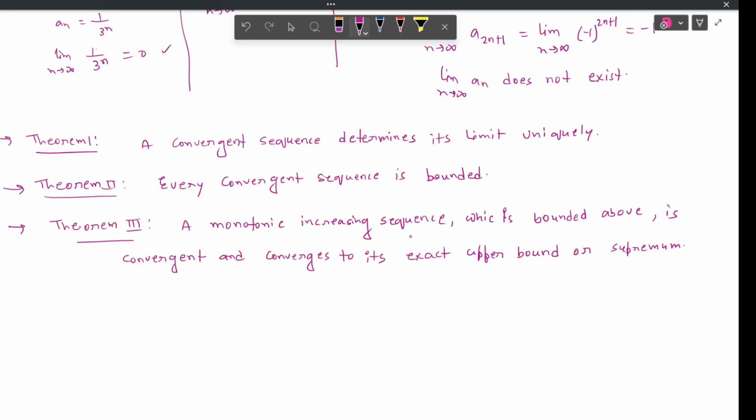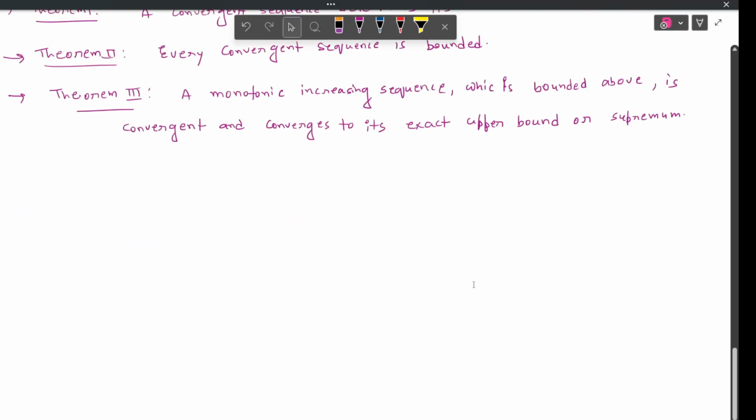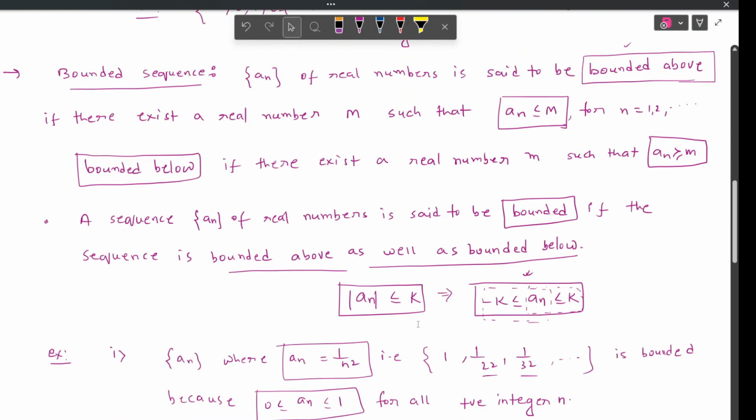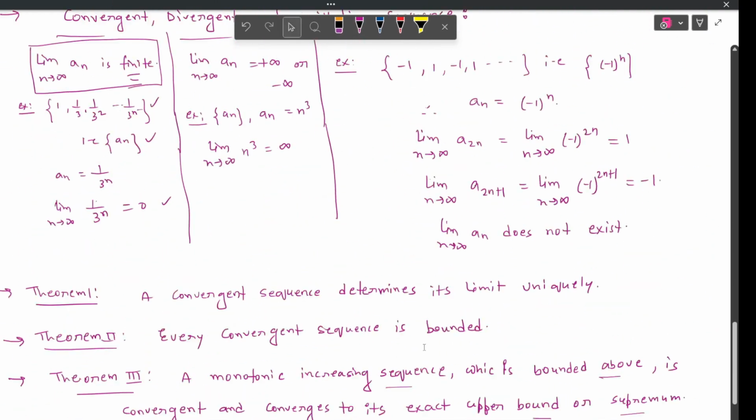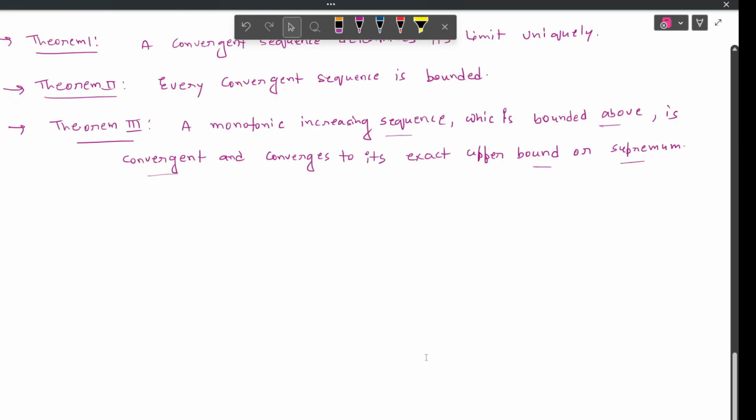See, we don't have the proof of these theorems in our syllabus and we don't require this. Just the thing is that you have to understand the theorems and move on. A monotonic increasing sequence which is bounded above is convergent. So that means if there is a monotonic increasing sequence, and that sequence is bounded above, it is convergent, and it converges to its exact upper bound or supremum. So bounded above means this condition, and it will take this value. This is known as supremum.